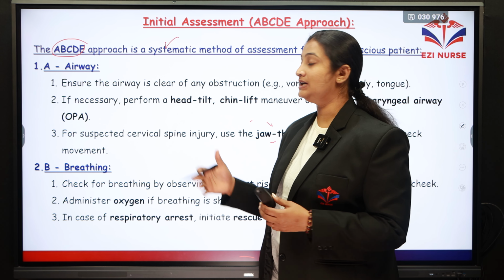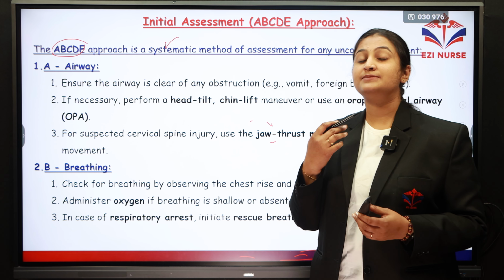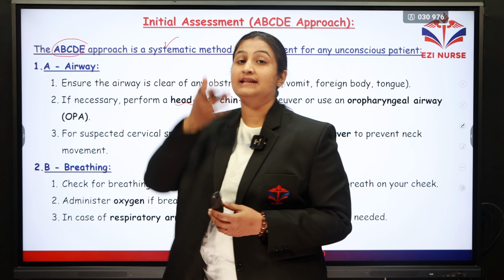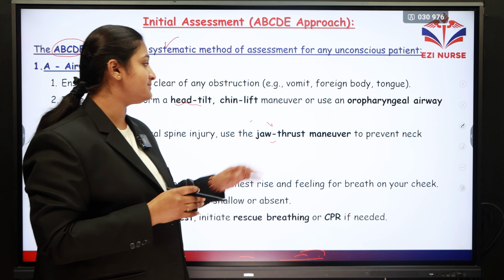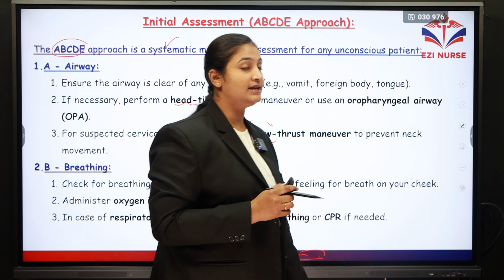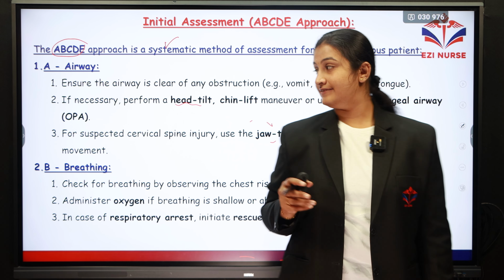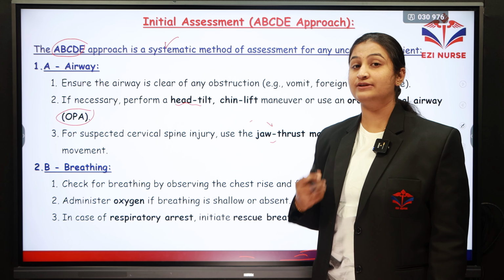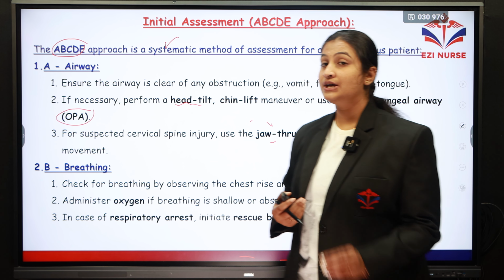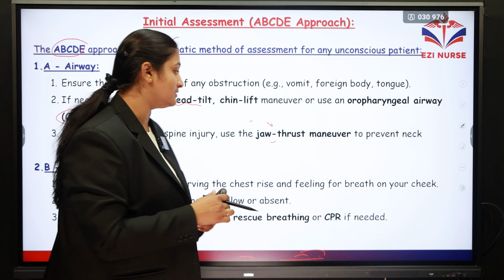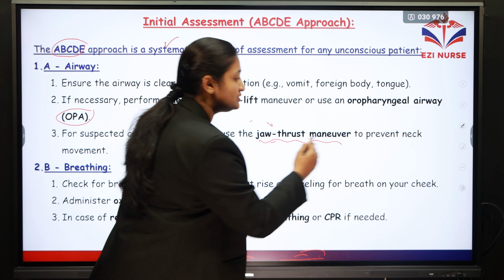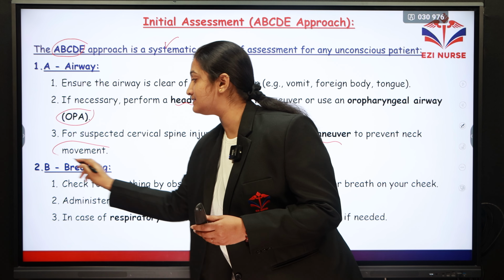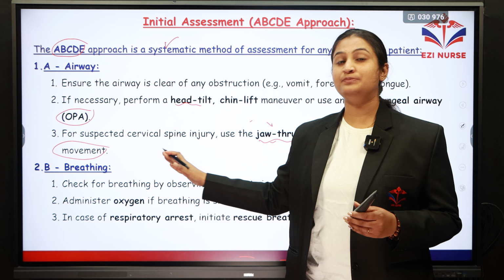Then if necessary, you have to make the person's head tilt, with the chin up. That must be focused on, and you may use an oropharyngeal airway, that is the OPA. For any suspected cervical spine injury, use the jaw thrust maneuver to prevent any neck movement, since the neck could be tilted, so we have to prevent that.